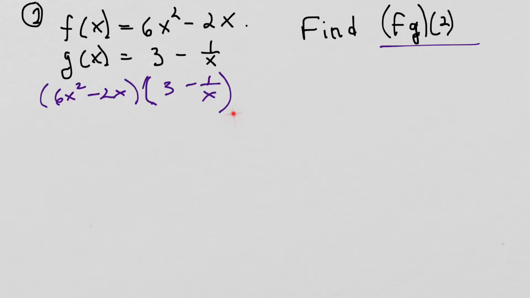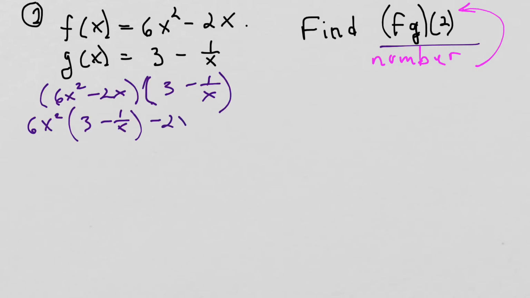Okay, but just to reiterate, if you just simply wanted the numerical result, remember this is going to be a number because you have to plug in that 2, you could jump to doing that right away. But there are going to be times where we want to actually get the function first. So I'm going to distribute. So first I'll distribute the 6x². And then I'll distribute the −2x. And then I'll simplify this.